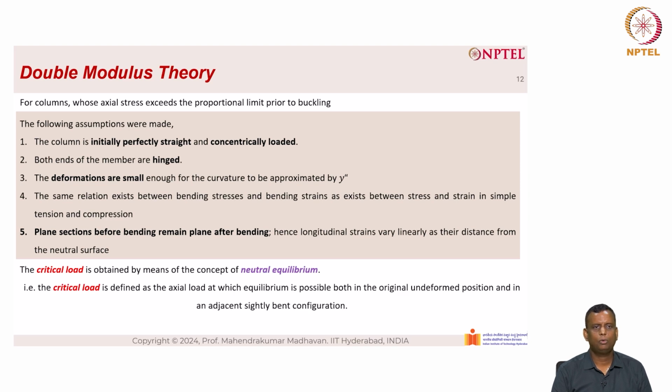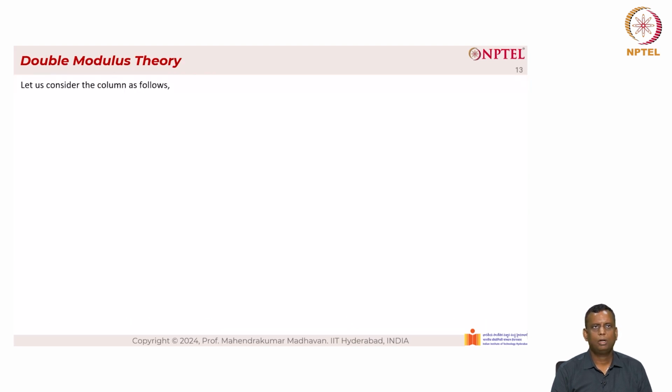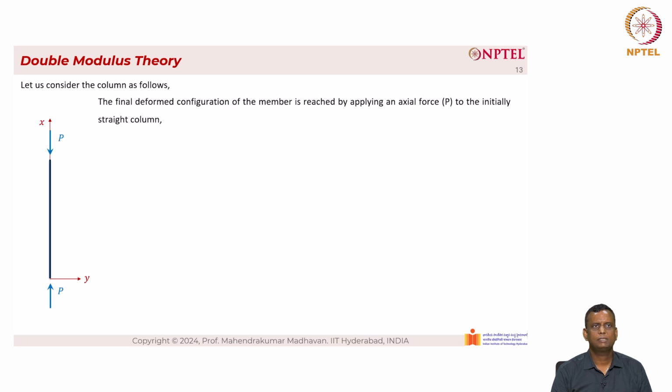That is, the critical load is defined as the axial load at which equilibrium is possible both in the original undeformed position and in an adjacent slightly bent configuration. This definition implies that the axial load remains constant as the member moves from the straight to the deformed position. Let us consider the column as follows. So you have a column which is axially loaded. The final deformed configuration of the member is reached by applying an axial force P to the initially straight column.